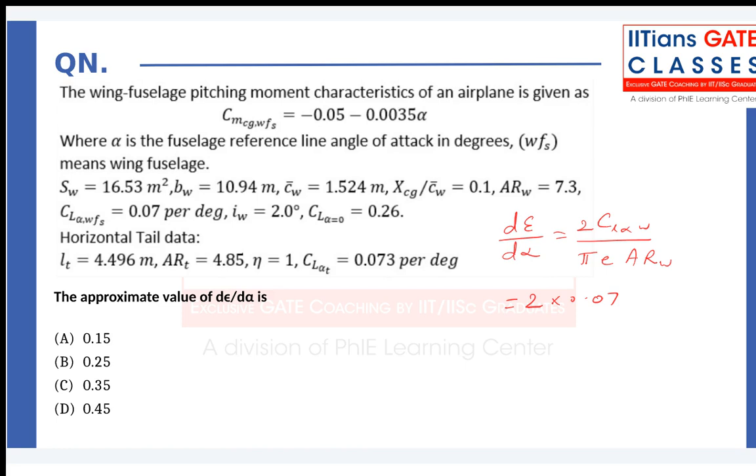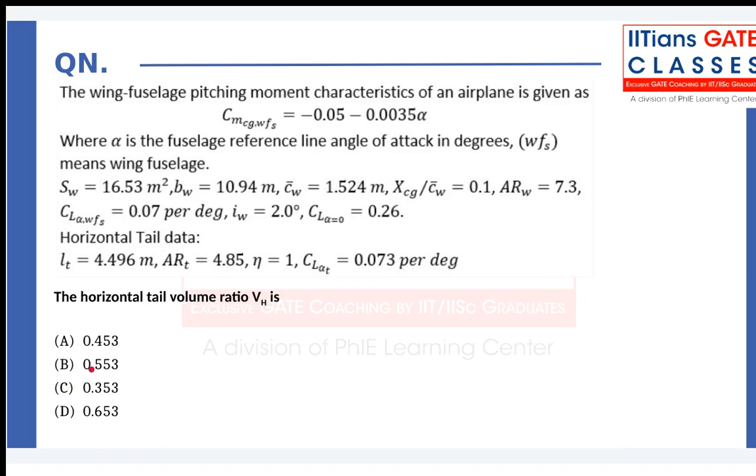Alright, yeah. So this is given in per degree, so we need to convert it to per radians. So I'll just multiply 57.3 by the aspect ratio of the wing, which is 7.3, and then you have 0.35. Okay, I hope it's clear to everyone. Okay, yeah, so we've got a couple more responses. Nice. The next question.